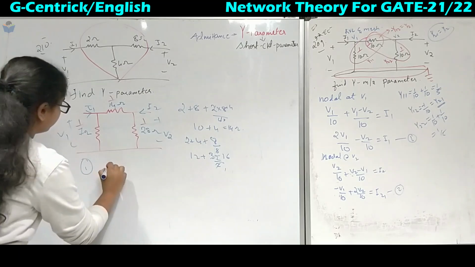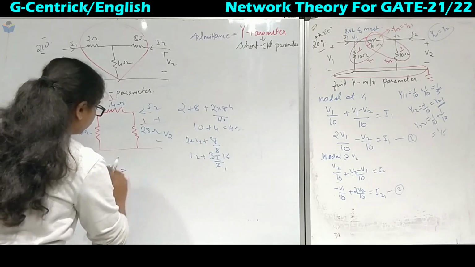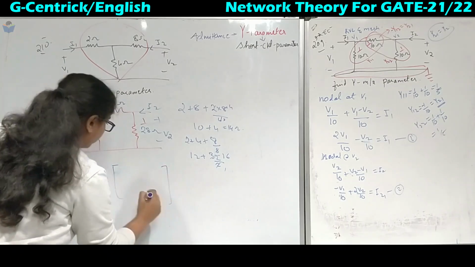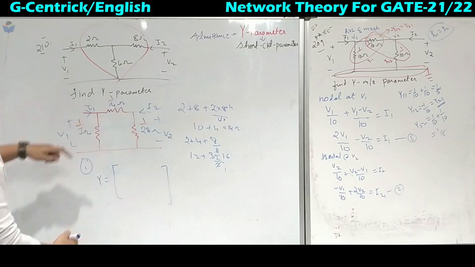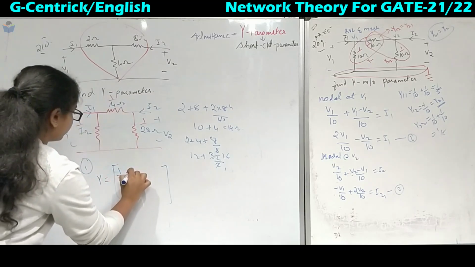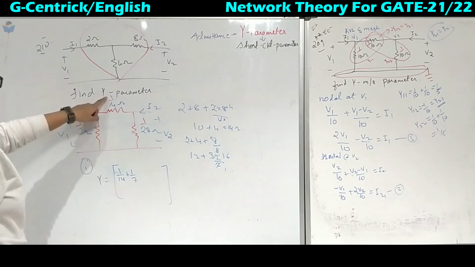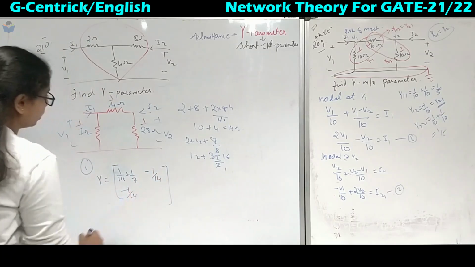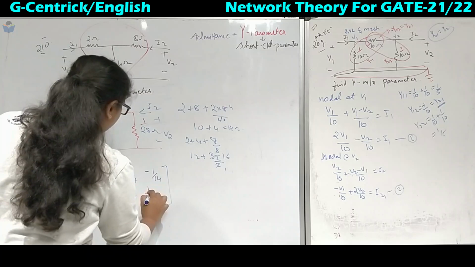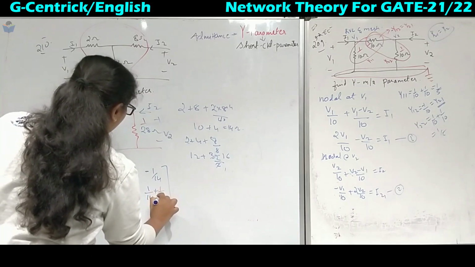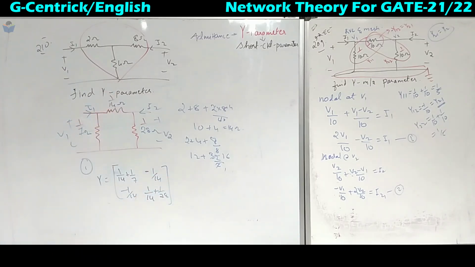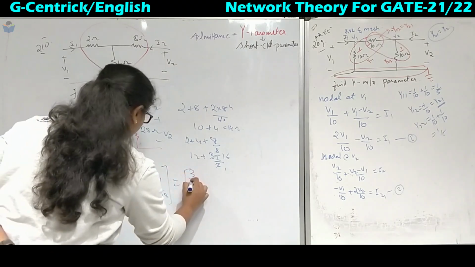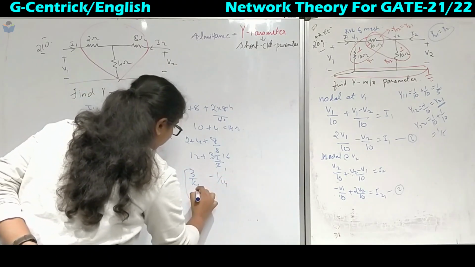Once I do that, I'll directly write it in matrix form. For Y11, I have to add these two, 1 by 14 plus 1 over 7. To get Y12, I just take this, minus 1 over 14, and Y21 will also be equal. For Y22, it will be 1 over 14 plus 1 over 28. If I simplify it, this is 3 over 14, and this is minus 1 by 14.